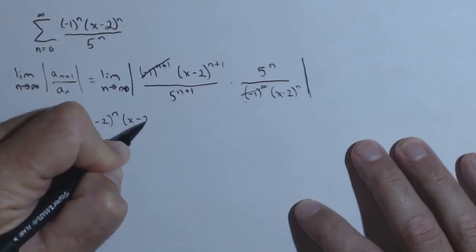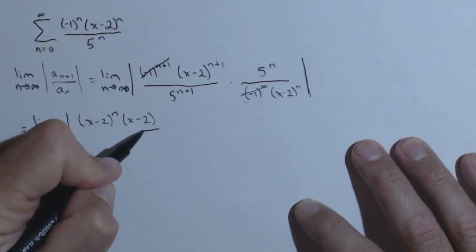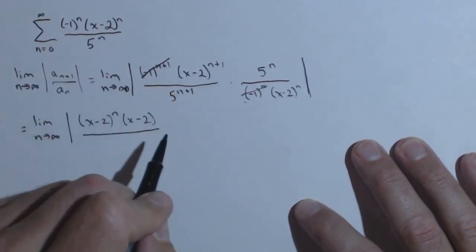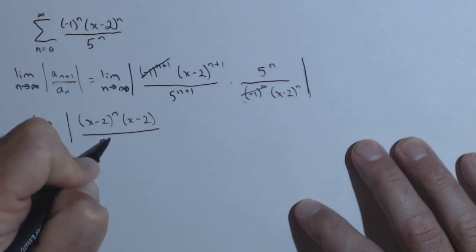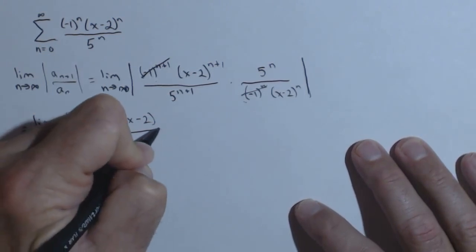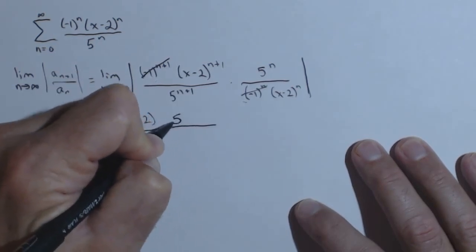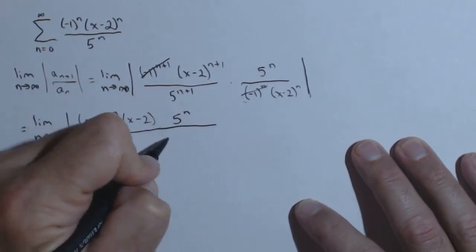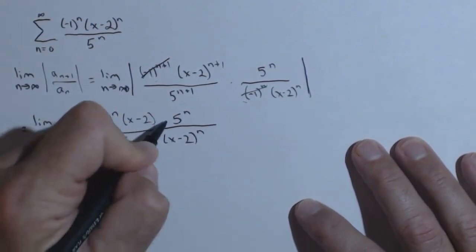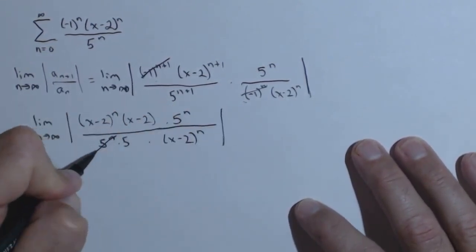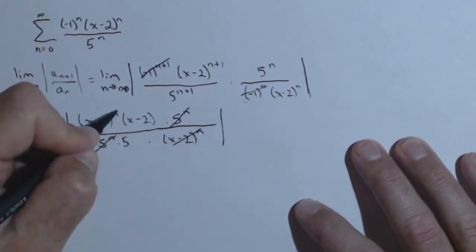This can be rewritten as x minus 2 to the n times x minus 2, because we have n plus 1 of them. Similarly, we can write this as 5 to the n times 5. And let's just extend our bar there instead of writing a whole other fraction. And x minus 2 to the n. And all those are products, and it makes our canceling very clear.